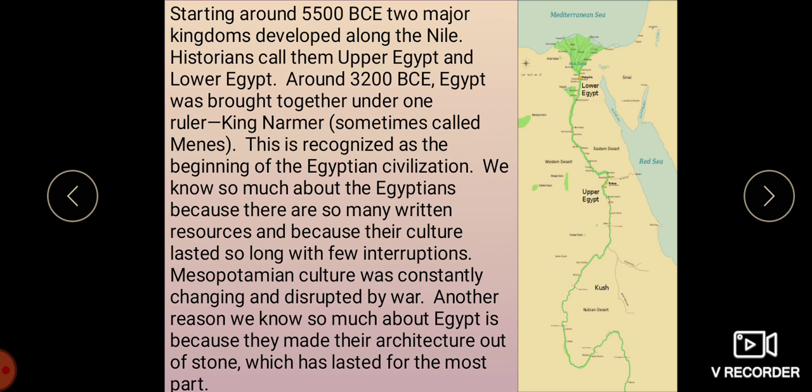We know so much about the Egyptians because there are so many written resources and because the culture lasted so long with few interruptions. Mesopotamian culture was constantly changing and disrupted by war. Another reason we know so much about Egypt is because they made their architecture out of stone, which has lasted for the most part.